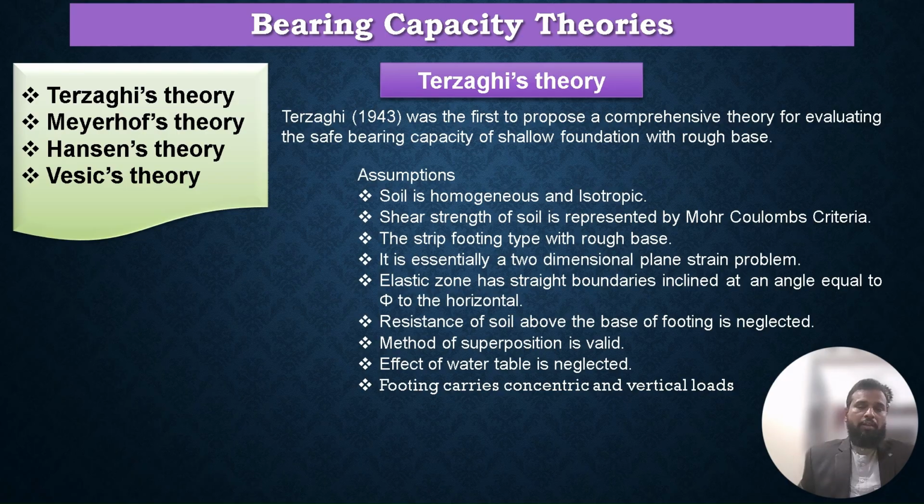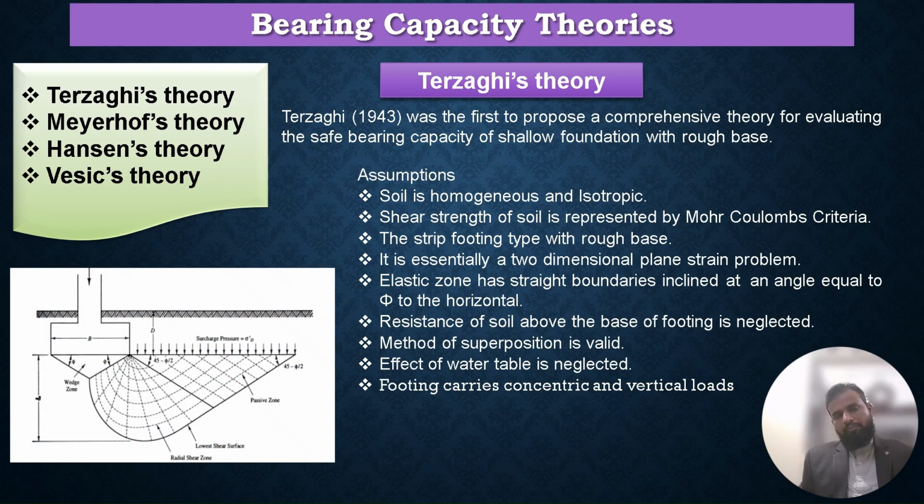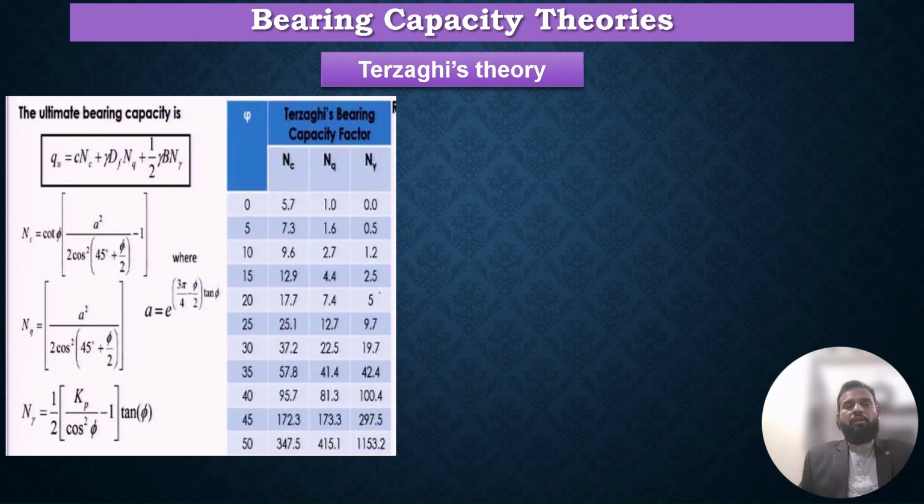Obviously soil is very complex, so to design the foundation or draw some conclusions, Terzaghi proposed some assumptions: the soil should be homogeneous and isotropic, the shear strength of soil is represented by the Mohr-Coulomb criterion, the foundation is a stiff footing with a rough face, the method of superposition is valid, and the effect of the water table is neglected. After that, he proposed the slip surface, the typical envelope of shear failure for the stiff footing.